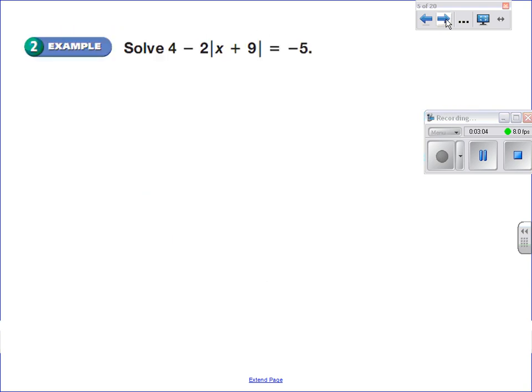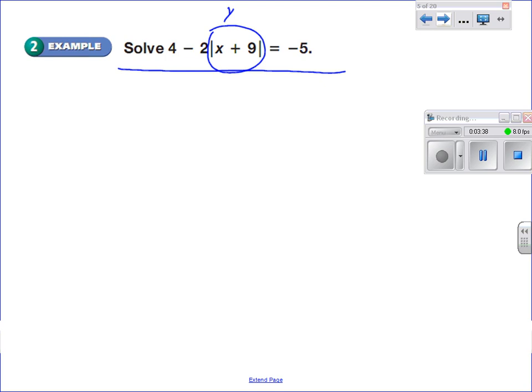Okay, example 2. Okay, I need you to write this down. Okay, write down the example, please. Okay, and our initial thought here is my absolute value is in this equation, but there's other stuff around it. And it's almost what you want to do is basically treat the absolute value like a variable. For example, if that were y.